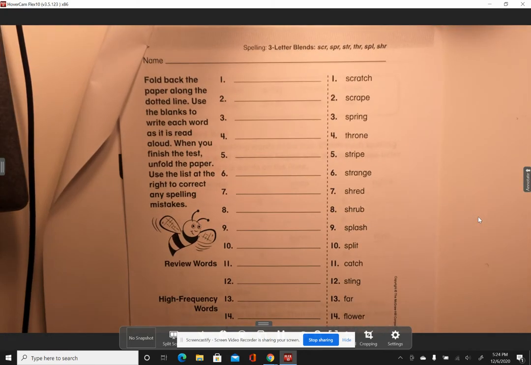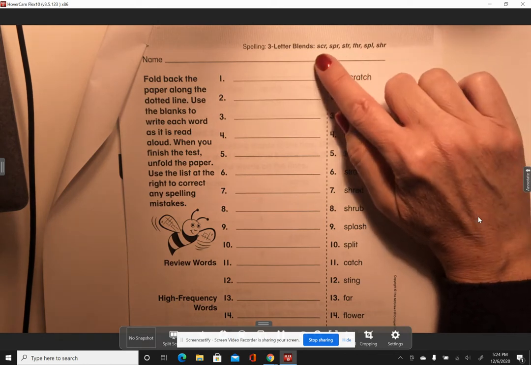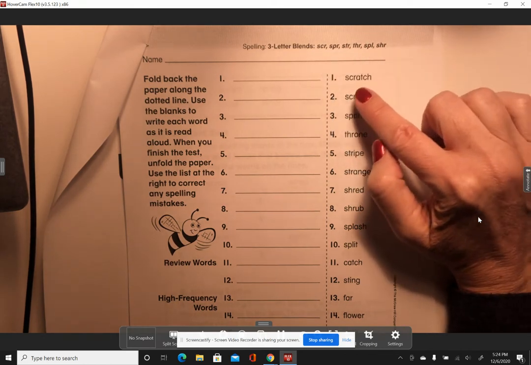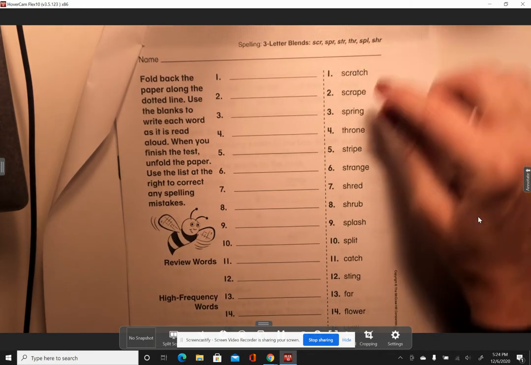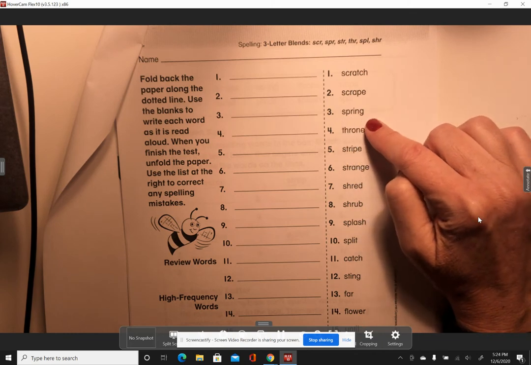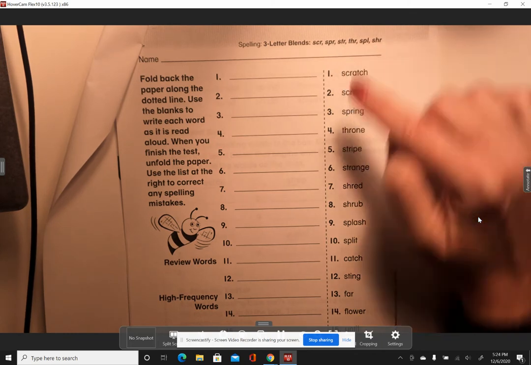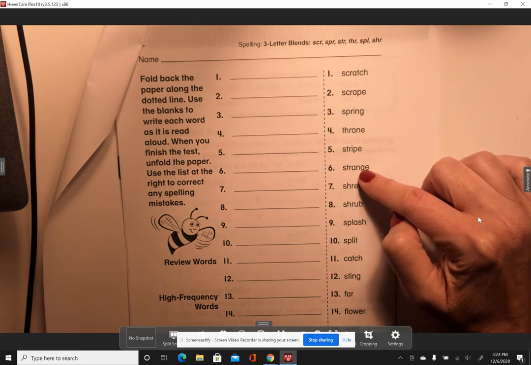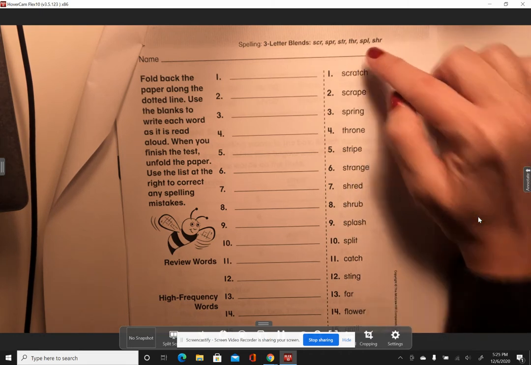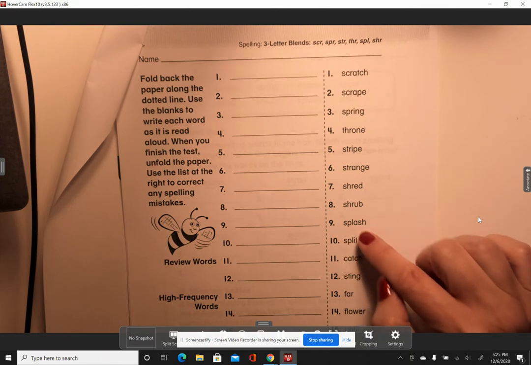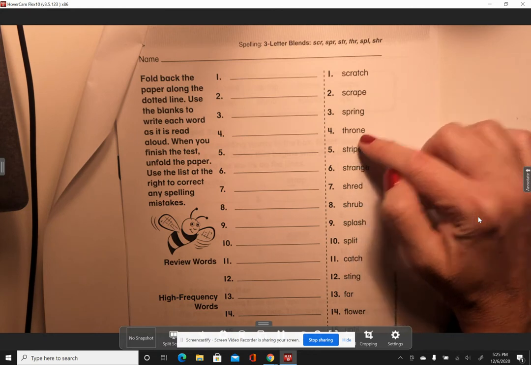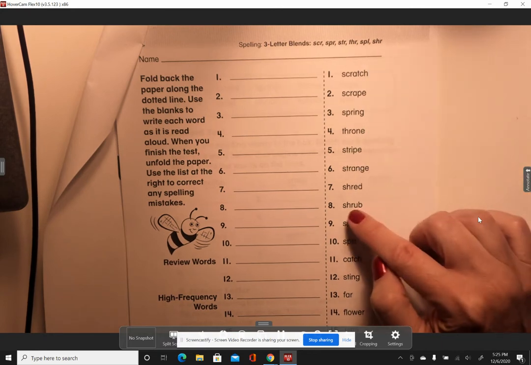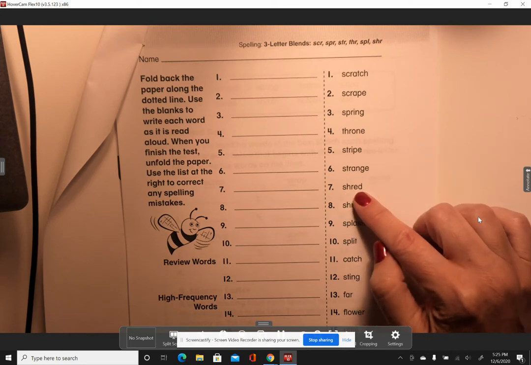A blend is when you take two or more letters and put them together to make a new sound. For example, SCR makes the skr sound like we hear in scratch and scrape. SPR is the sound we hear in spring. STR we hear in stripe and strange. SPL is the sound we hear at the beginning of splash and split. THR we hear in thrown. And SHR we hear in shrub and shred.